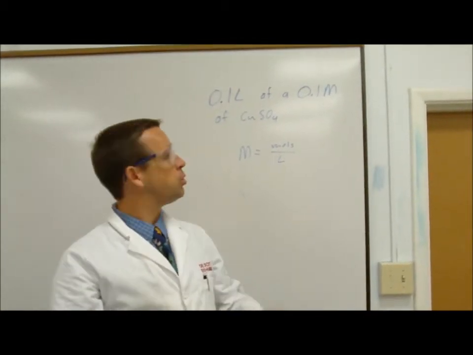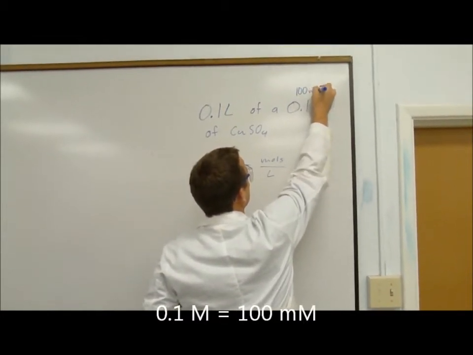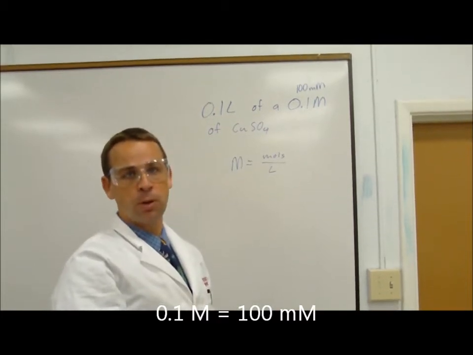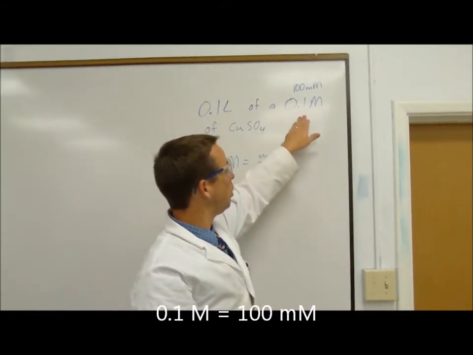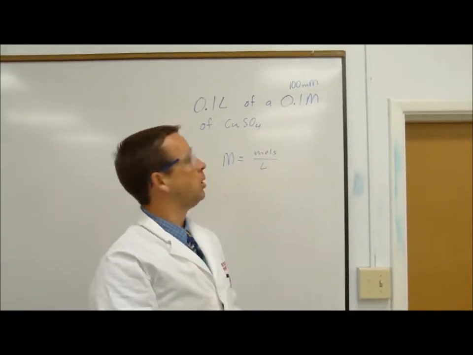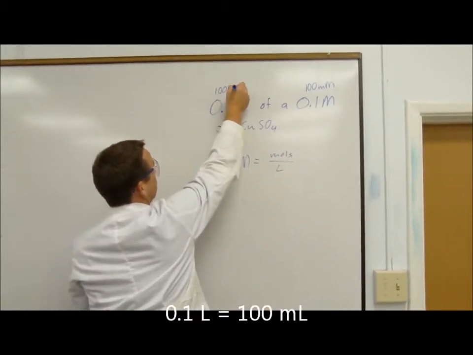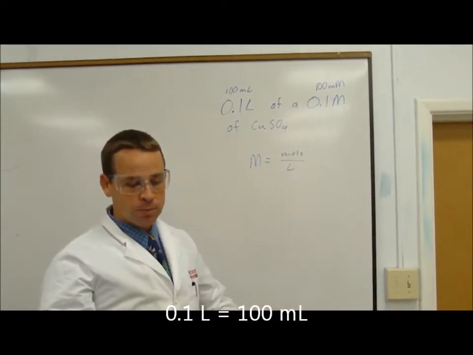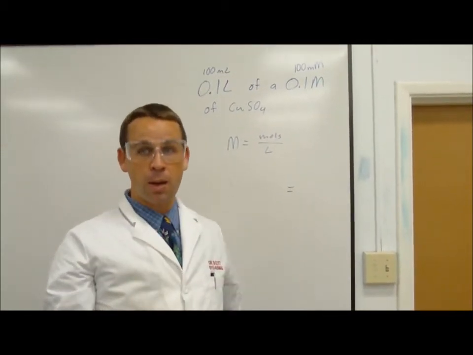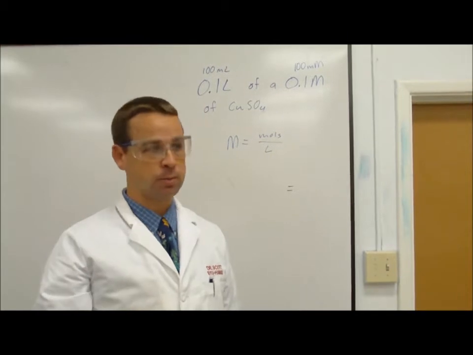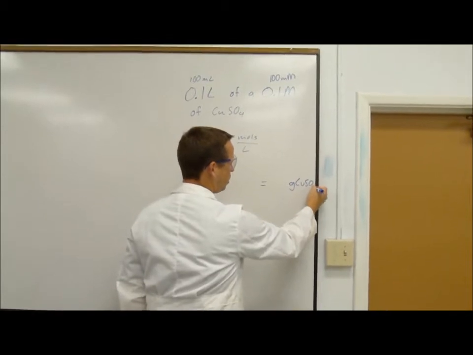I can also call 0.1 molar 100 millimolar, right? I multiply it by 1,000 and put a milli in front of the molar, so 0.1 molar is the same as 100 millimolar, just as 0.1 liters is the same as 100 milliliters. Okay? So I can set up a problem where I want to know how many grams of copper sulfate I need to weigh out.